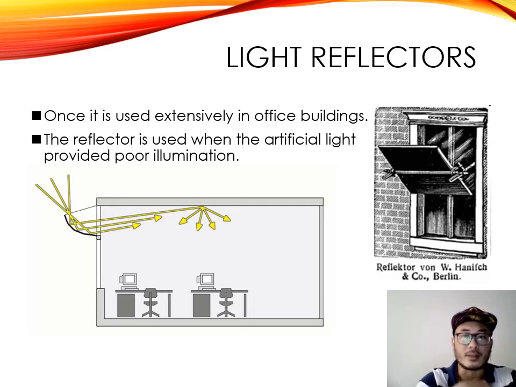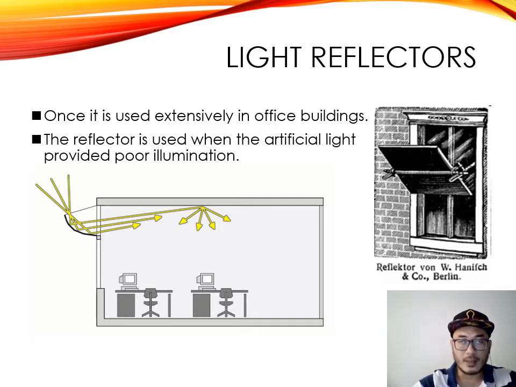Light reflectors. Once used extensively in office buildings, the reflector is used when the artificial lights provide poor illumination. So, this diagram shows that the light reflector is put above the window.